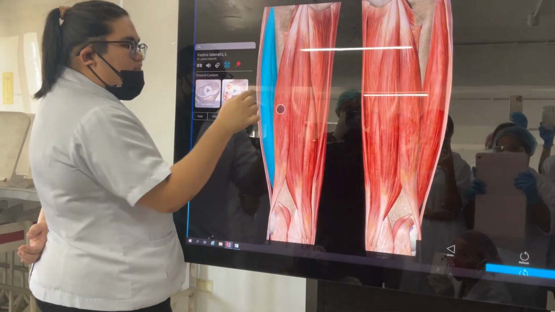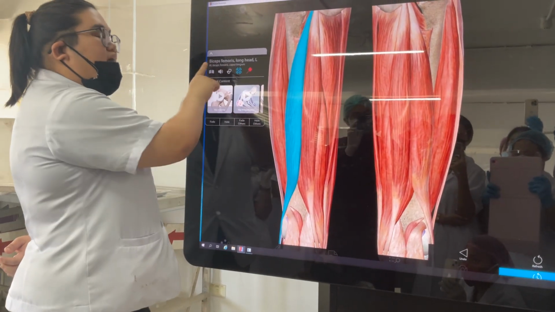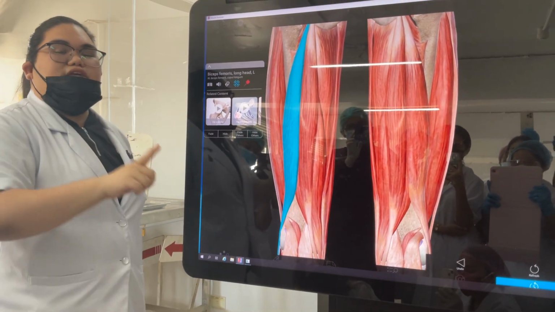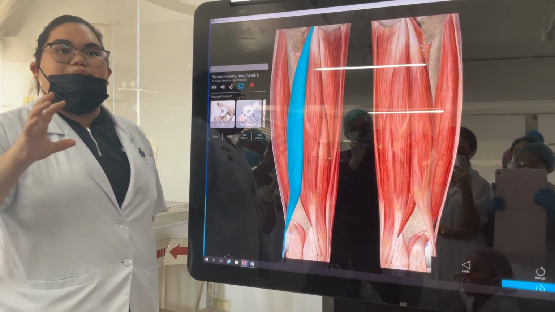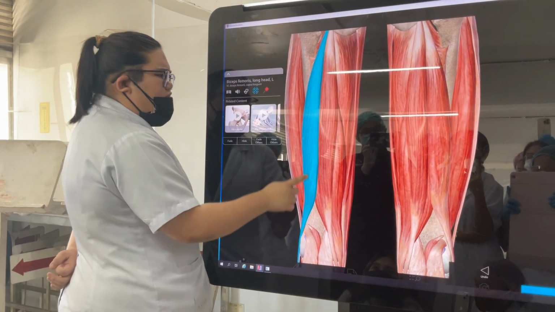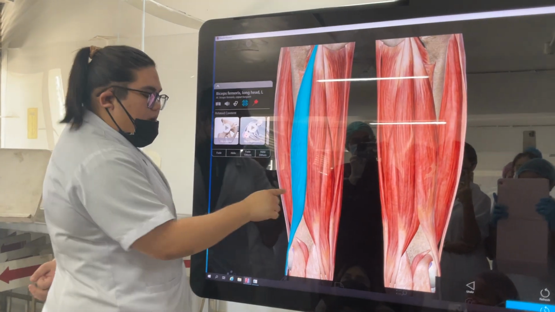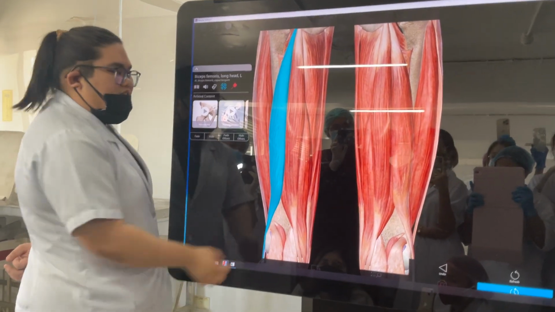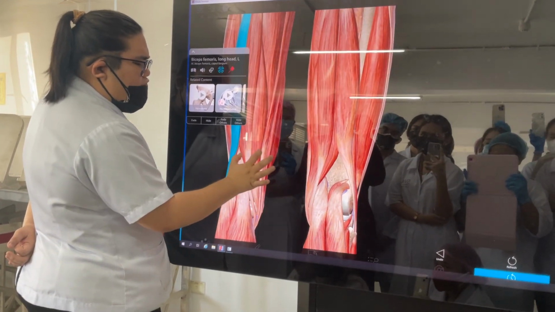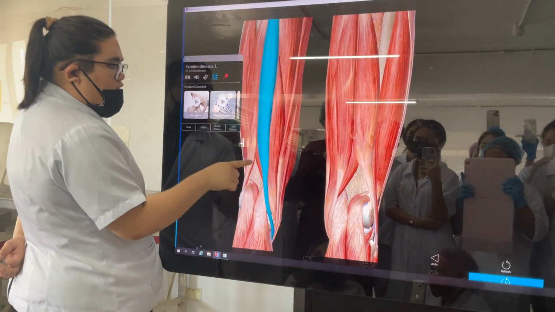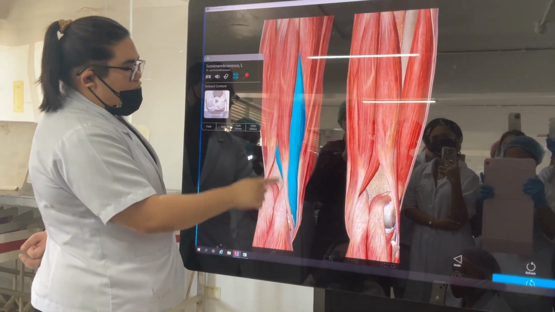Your lateral side will always be your biceps femoris. Posterolateral is your biceps femoris. Biceps, two heads. Below this is going to be the short head of your biceps. On the medial side, you will have two more muscles, your semitendinosus and your semimembranosus.